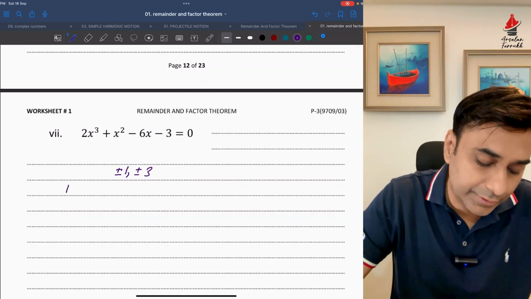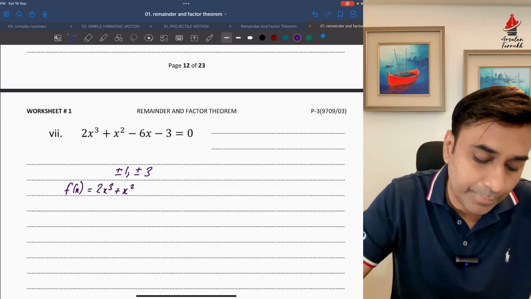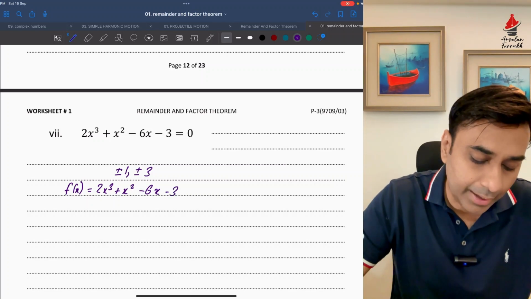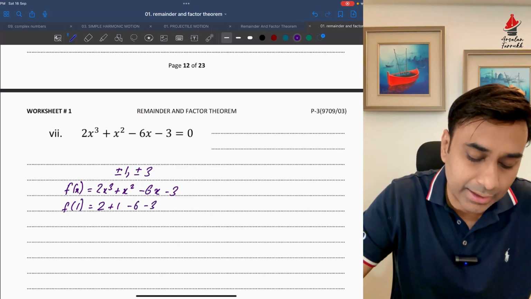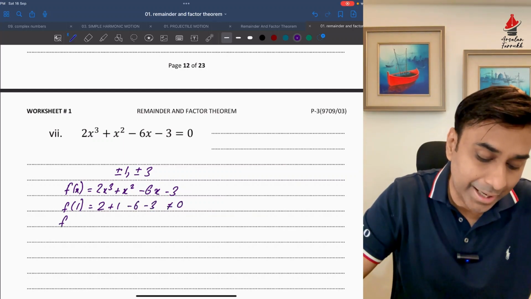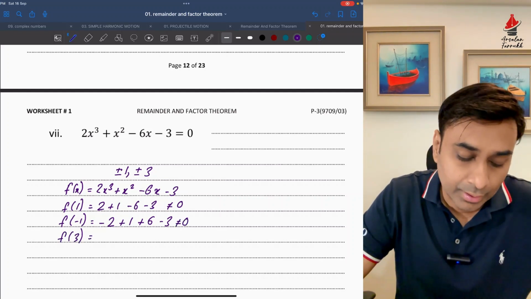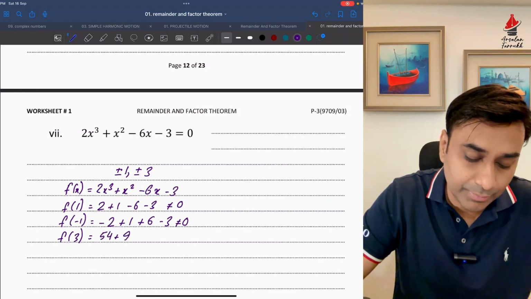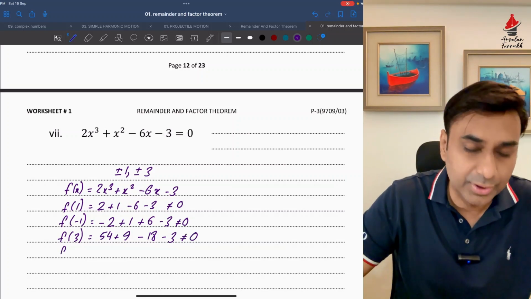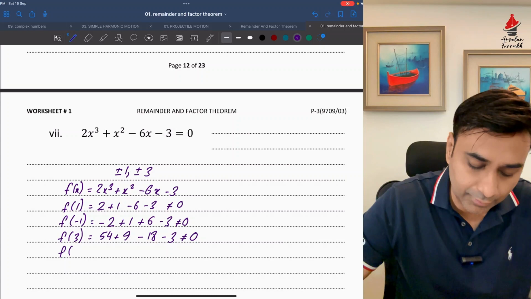So I have supposed f(x) is equal to 2x cubed plus x squared minus 6x minus 3. I put 1, and that gives me 2 plus 1 minus 6 minus 3, and that's not equal to 0. I put minus 1, that's going to give me minus 2 plus 1 plus 6 minus 3, that's also not coming out to be 0. Then I put 3, that's going to be 54 plus 9 minus 18 minus 3, this is also not equal to 0. You can just quickly check it through a calculator. This is actually not coming out to be 0.